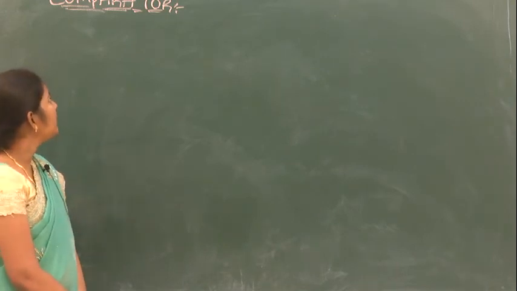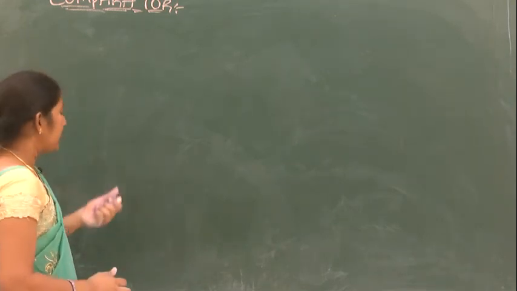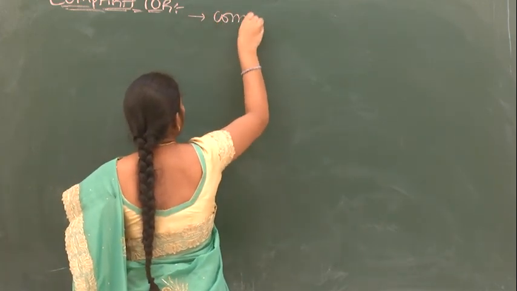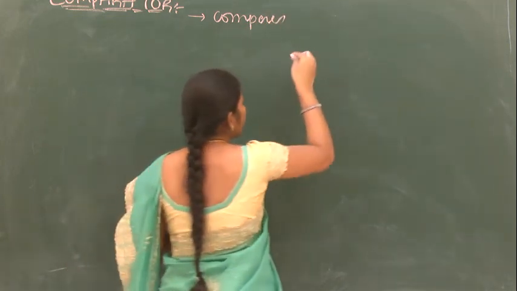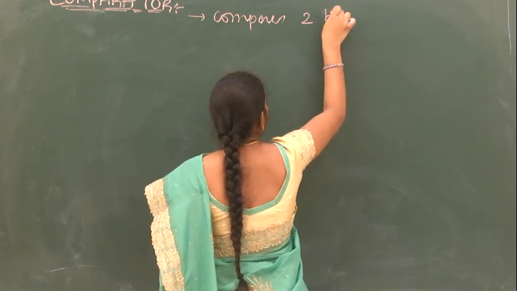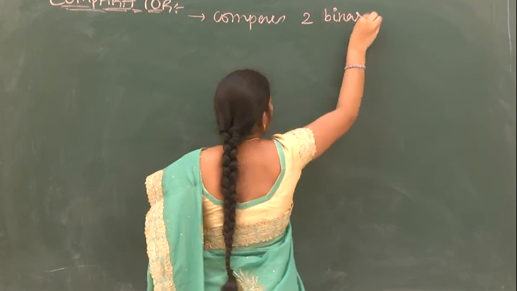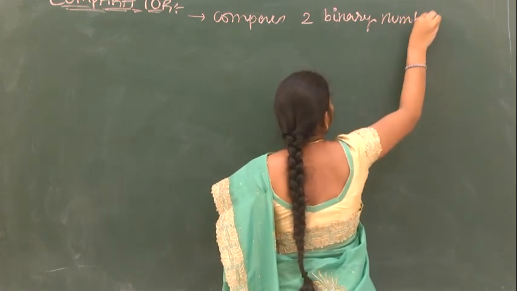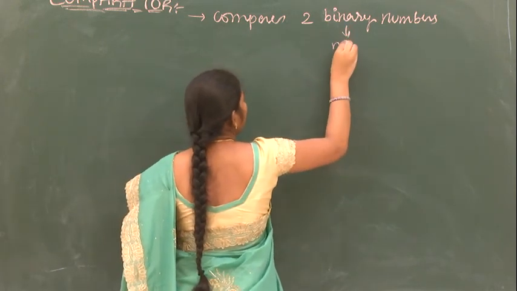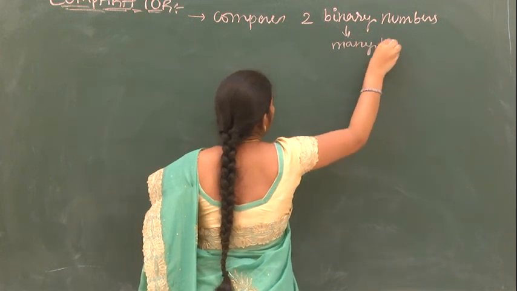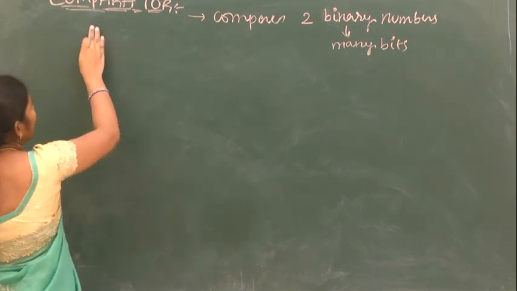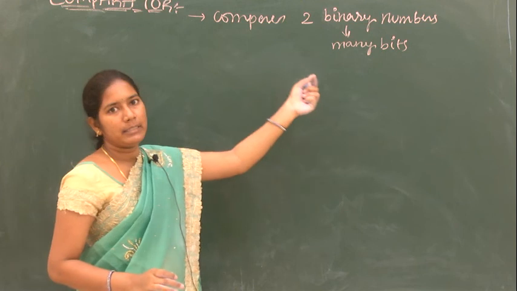Today we are going to discuss one more combinational circuit, which is the comparator. The name itself says it will compare two binary numbers. But each binary number may have many bits, right? It may be 1, 2 or 4 bits. So the purpose of a comparator is what? It will compare the binary numbers.